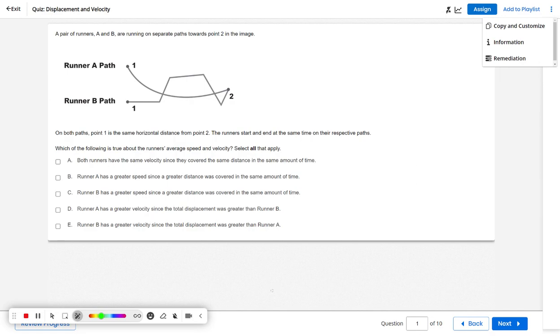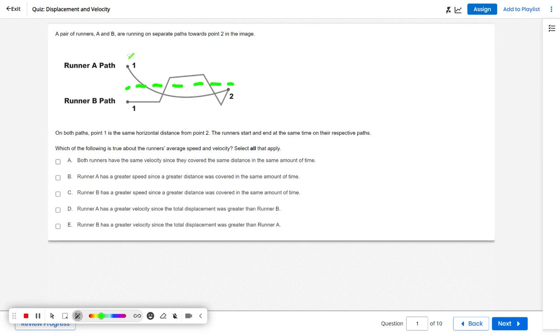Okay, as you see on this problem, it said on both paths, point one has the same horizontal distance from point two. With that being said, I'm literally saying that the distance is pretty much constant. It makes a straight horizontal line. Then you have the runners start and end at the same time on their respective paths.